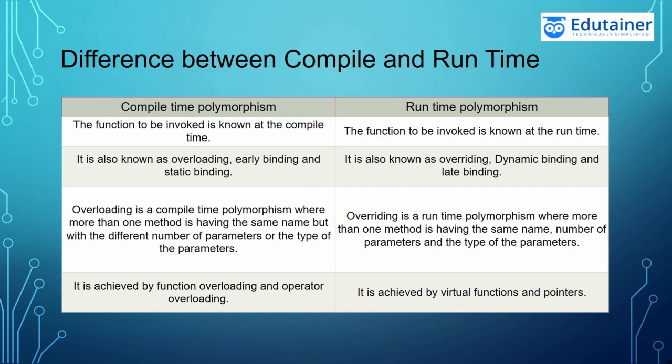But in overriding we have more than one method having the same name. Compile time polymorphism can be achieved by function overloading and operator overloading, whereas runtime polymorphism can be achieved by virtual functions and pointers.